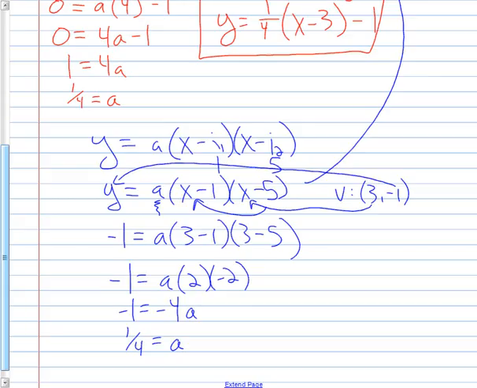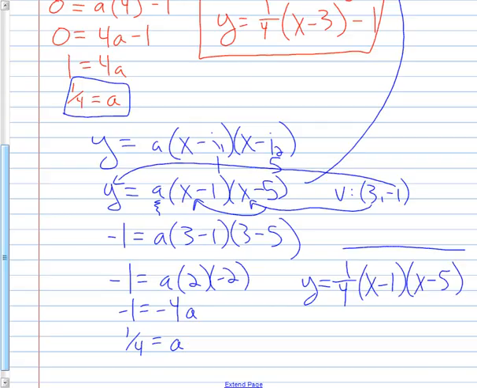Now, no matter what form we solve, a would always be 1/4. We got 1/4 from vertex form, which means we get 1/4 for intercept form, which means if we converted it to standard form, we'd still get 1/4. Because no matter what form we're in, a is always the same thing. So we found our a again. So our final intercept form equation would be y equals 1/4 (x minus 1)(x minus 5).